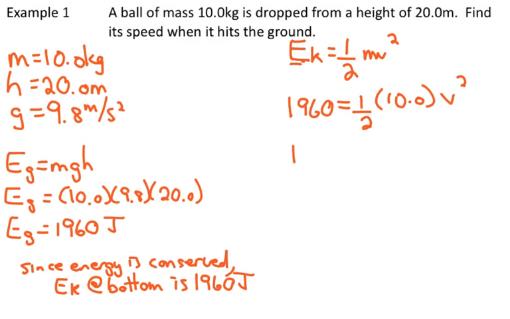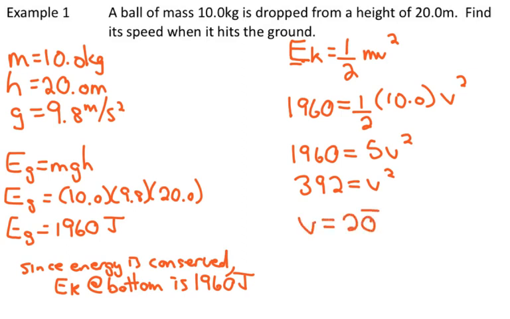Doing the math here, we'll do 1/2 times 10.0, that's 5. So we have 5v squared. Divide both sides by 5 and we get 392 equals v squared. Take the square root of both sides and we get that v is 20. And we need 2 sig figs on that, so we'll put a line over the 0, 20 meters per second.